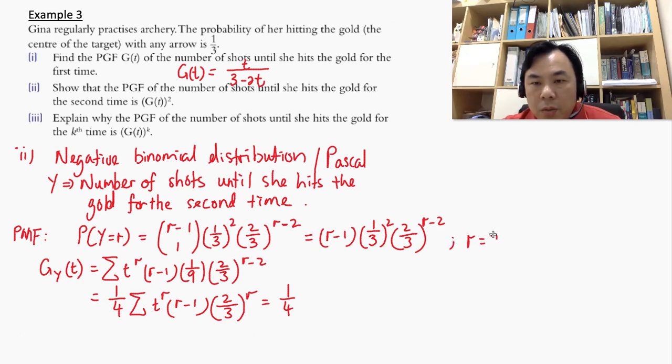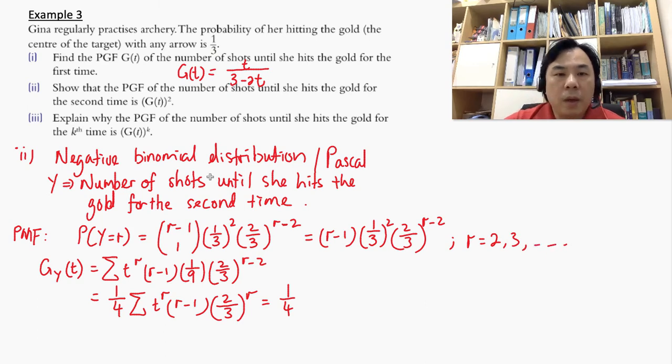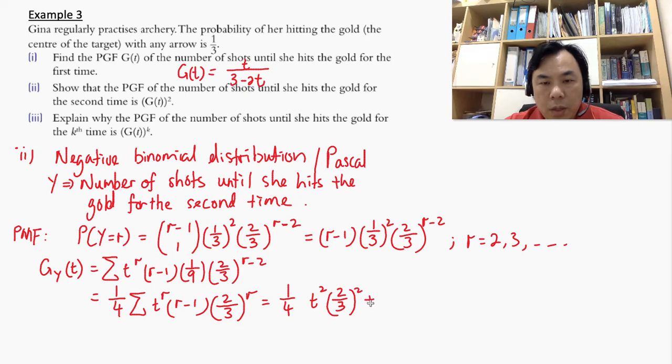r is supposed to start from 2, not 1, 2, 3, and so on, because for the second time there. So it's supposed to start from 2. Therefore, we're going to start from 2 here. It will be T2, 1, 2 to the power of 2. And then after that, 3. So T3, that will be 2 over 3 to the power of 3.